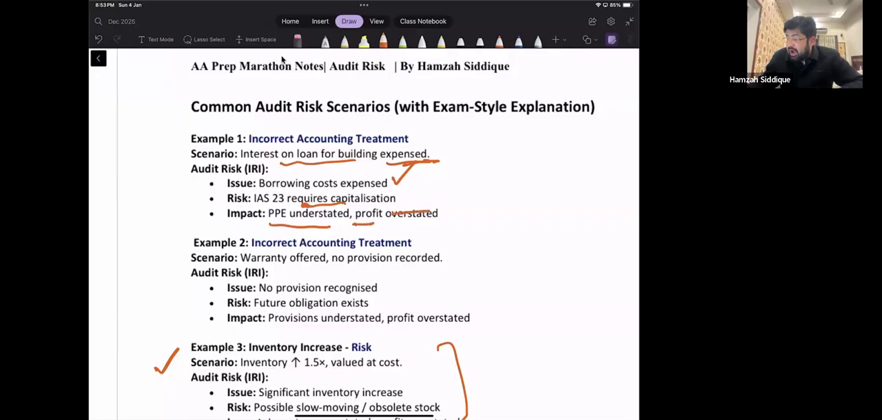Profits also understated. Sorry. Because you have expensed that. You have expensed that.